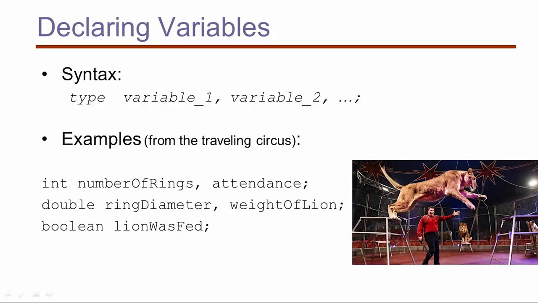We also have variables to keep track of the diameter of the ring and the weight of the lion. Since those values may have fractional parts, we have declared them to be of type double. And finally, we have a variable to keep track of whether the lion has been fed or not, which might be very important information for the lion tamer. It is declared to be type boolean, since it has a simple yes, no, or true-false value.